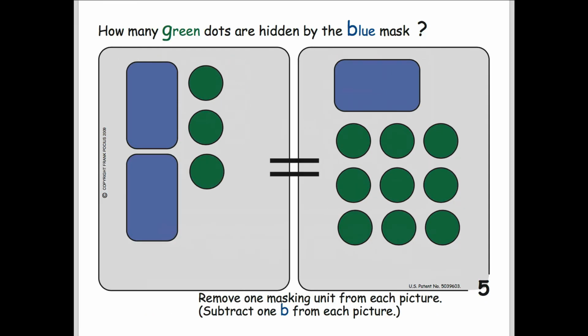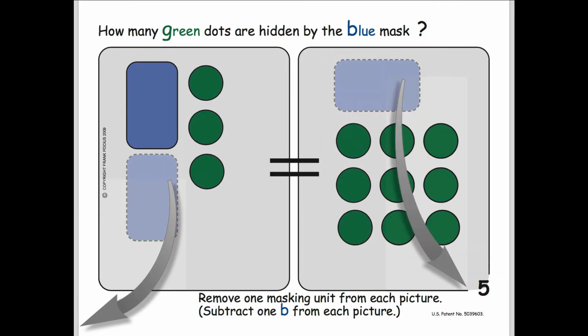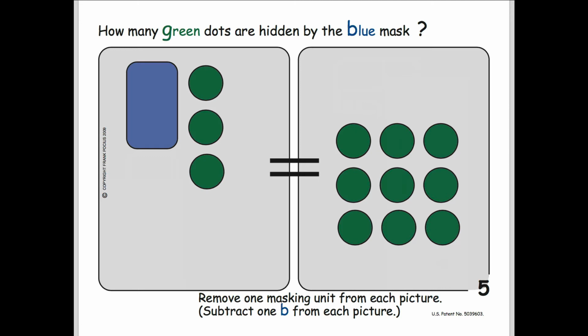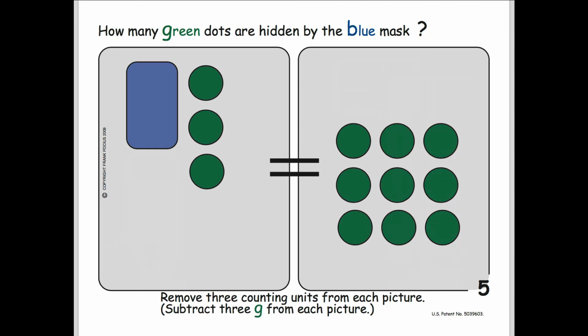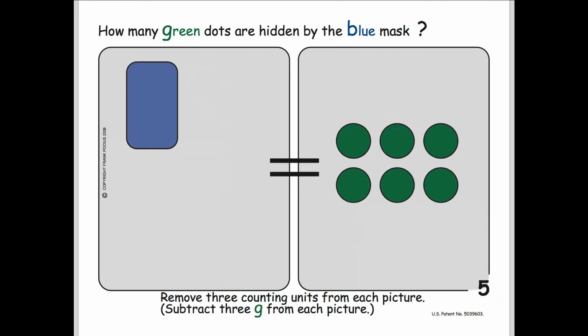Remove one masking unit from each picture. Subtract one B from each picture. Remove 3 counting units from each picture. Subtract 3G from each picture.